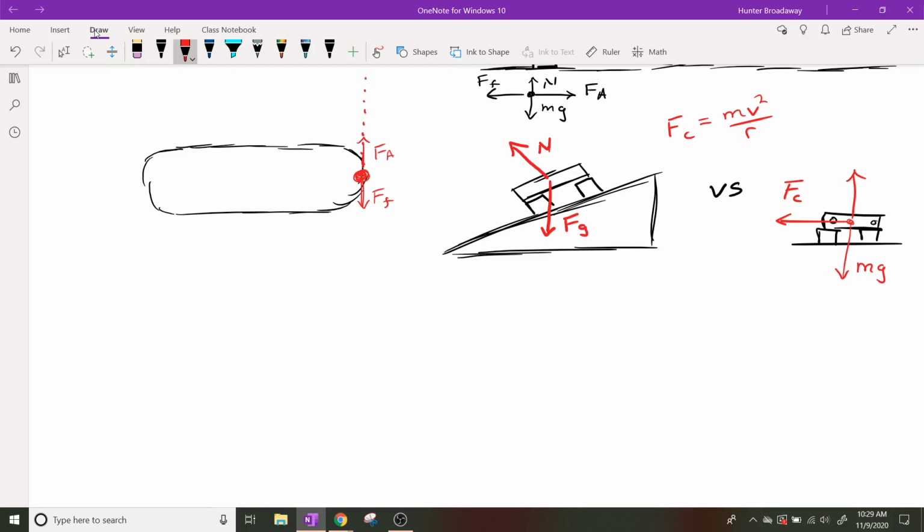All right, so we know that there's actually two forces that are centripetal here.